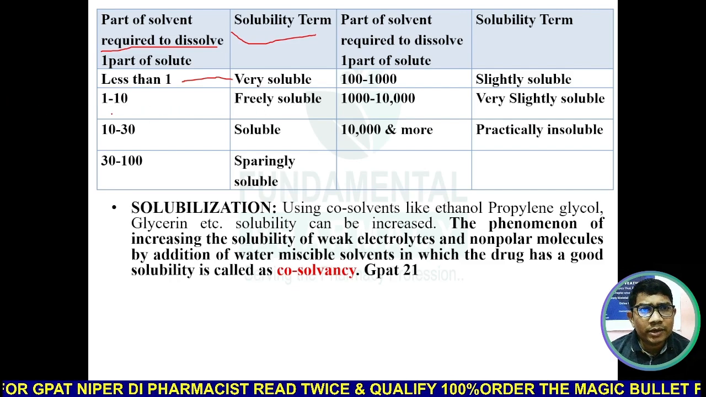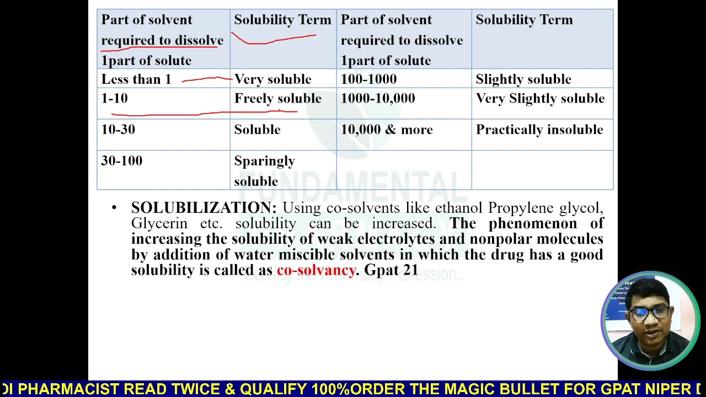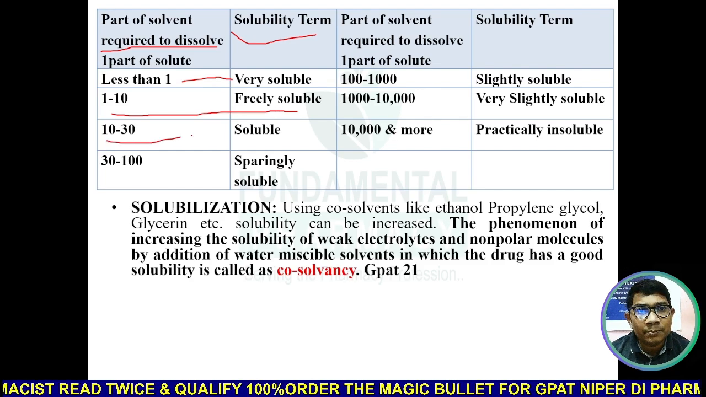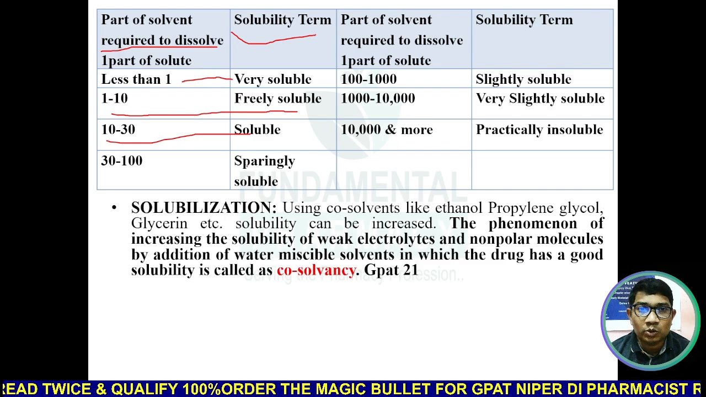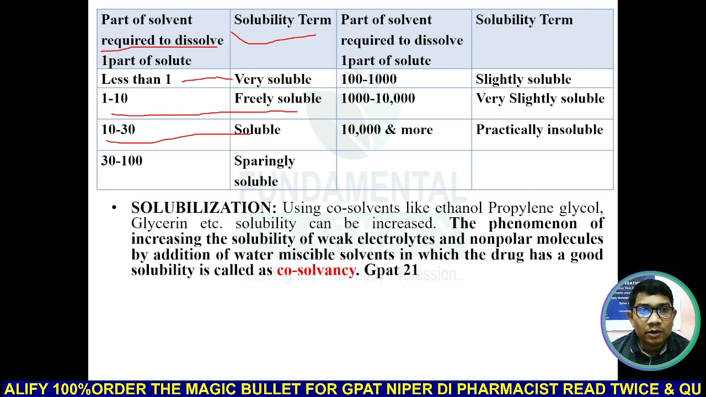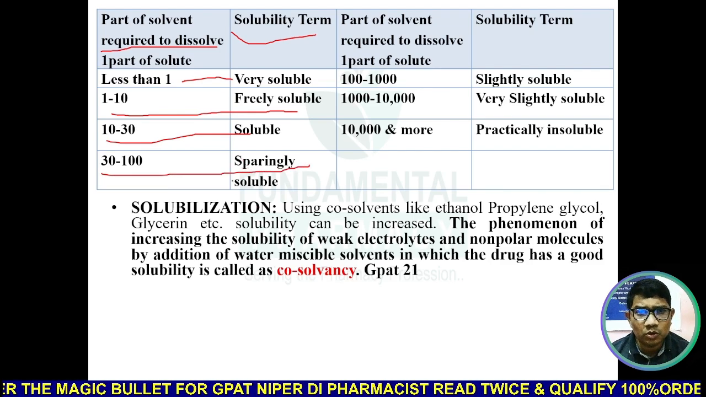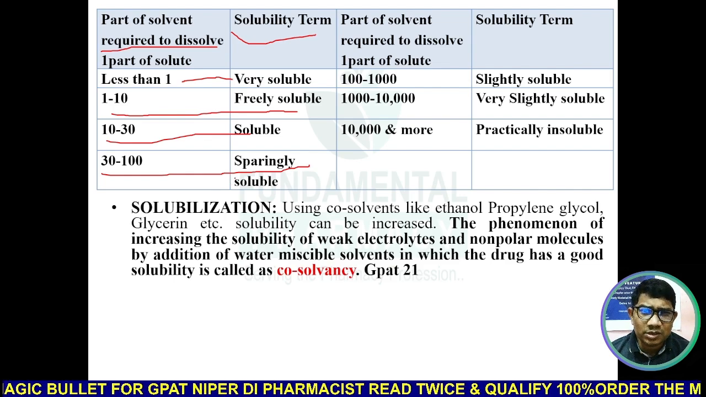If 1 to 10 parts of solvent are required to solubilize only one part of solute, the solute is known as freely soluble. If 10 to 30 parts of solvent is required to solubilize only one part of solute, the solute is called soluble. If 30 to 100 parts of solvent are required to solubilize only one part of solute, the solute is known as sparingly soluble.